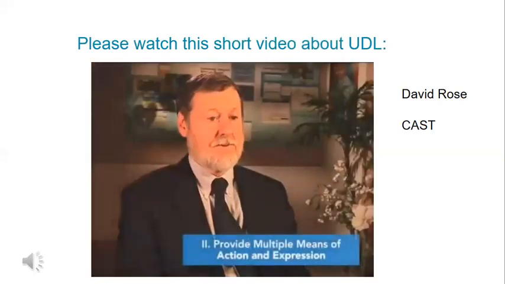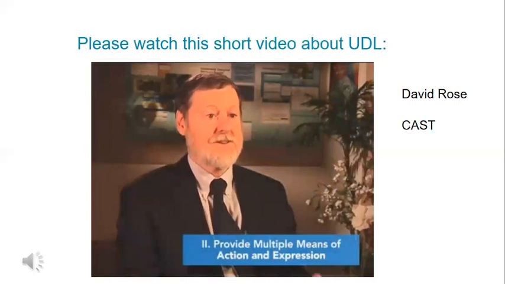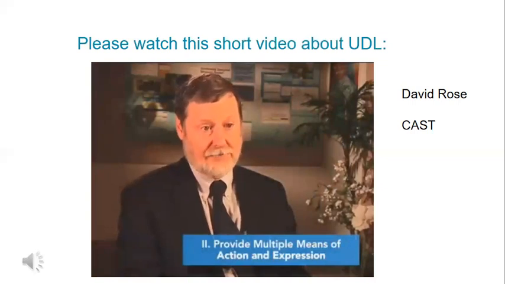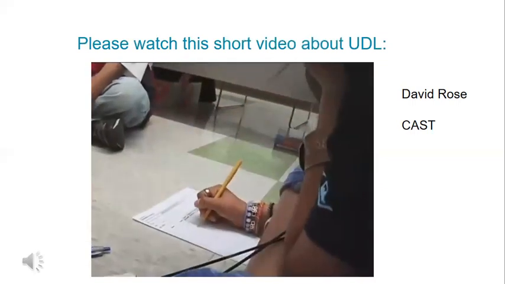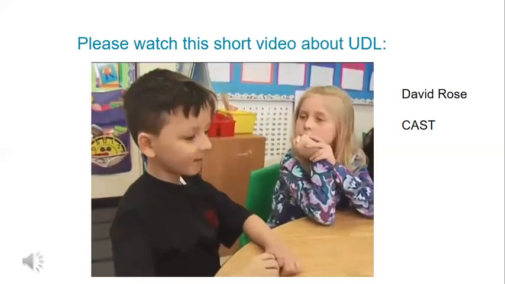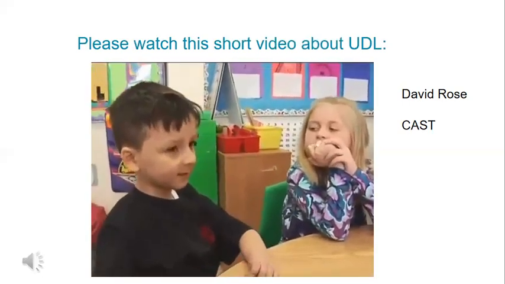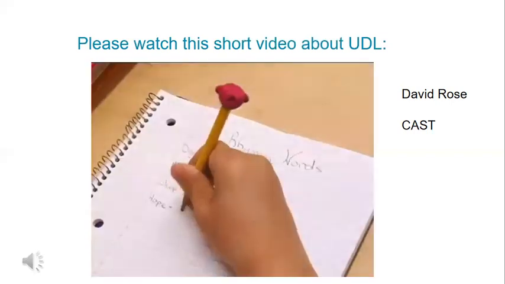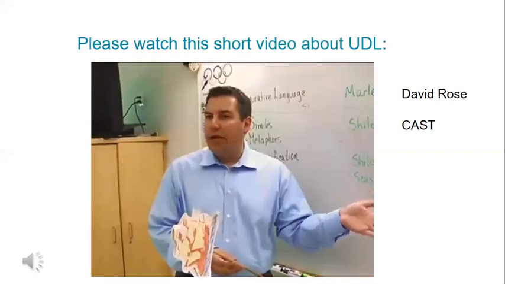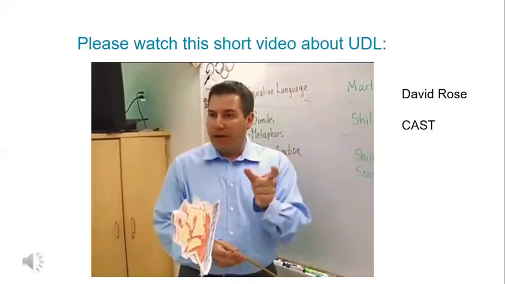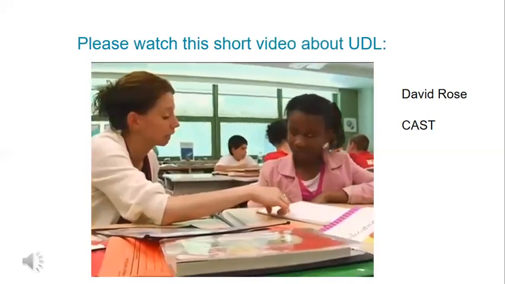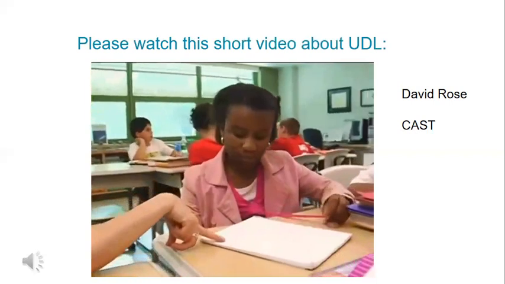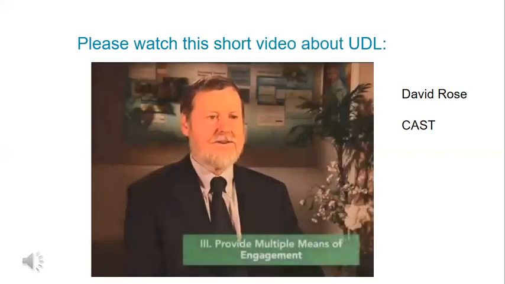The second principle is provide multiple means of action and expression. And that takes into account the fact that students vary greatly in how they express what they know, how they can act skillfully, how they can communicate in language or in drawing and so on. And students differ widely, so we say we must provide multiple means of expression over the course of our teaching and learning. The third principle is multiple means of engagement.